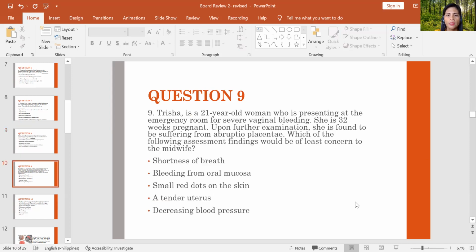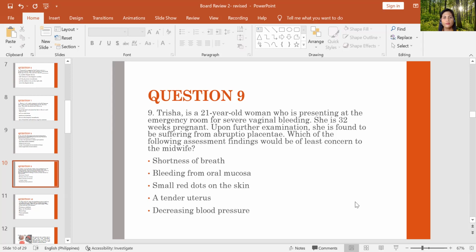Okay? So magche-check up na siya. Let's move on to question number 9. Trisha is a 21-year-old woman who is presenting at the emergency room for severe vaginal bleeding. She is 32 weeks pregnant. Upon further examination, she is found to be suffering from abruptio placenta. Okay? Which of the following assessment findings would be of least concern to the midwife?